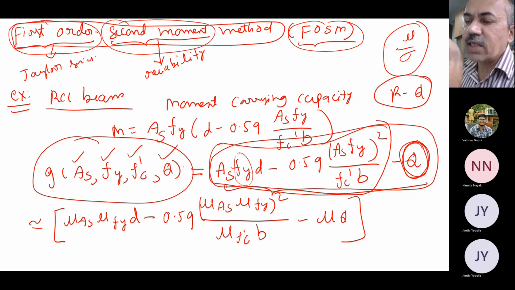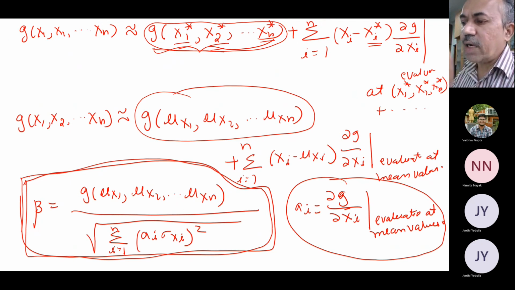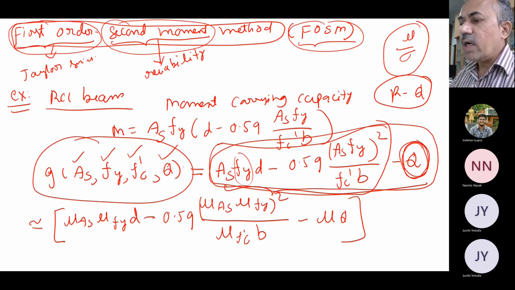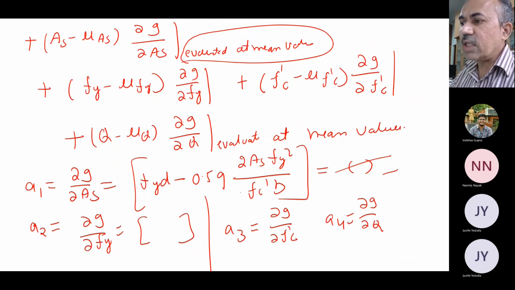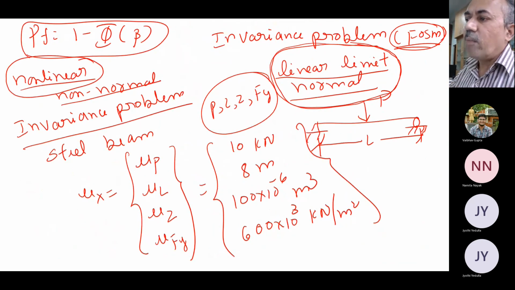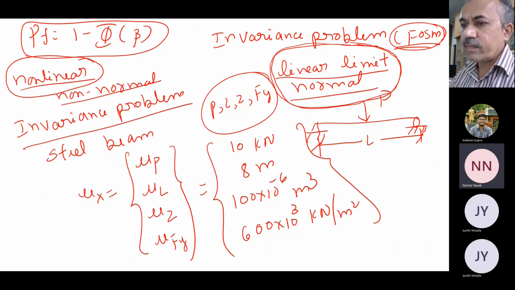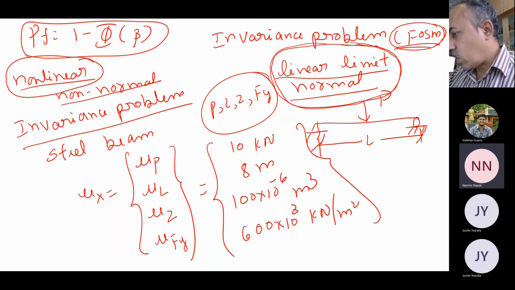Second moment: the reason is that in reliability calculations we are using only the mean and standard deviation. That's why the word second moment comes. If you use the second order, then it becomes SOSM or that kind of method, depending on the order. We have seen this in the previous class. But what was the most important thing? It doesn't work for non-linear and non-normal problems.